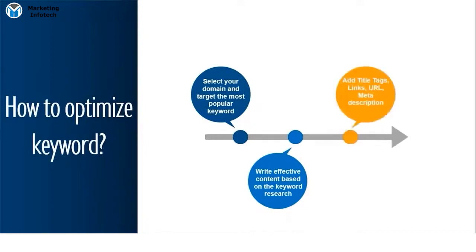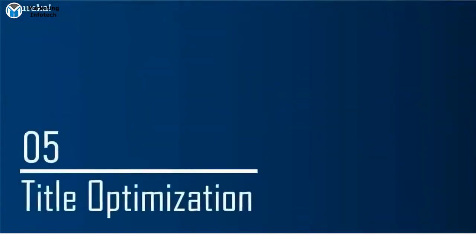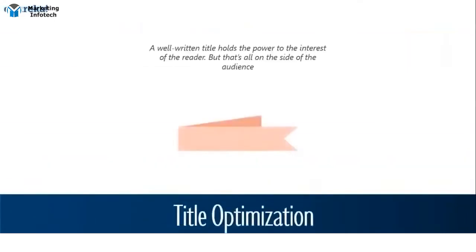Also, add title tags, links, URL, and meta description. Make sure your page has proper and relevant title tags, a suitable meta description, and links. So let's talk about title optimization. A well-written title holds the power to capture the attention of the user, make him or her click and visit your website. Title optimization is a critical part of what we call on-page optimization.